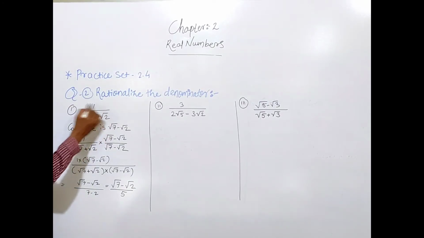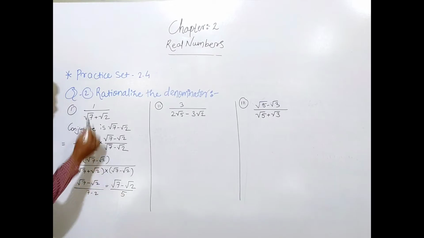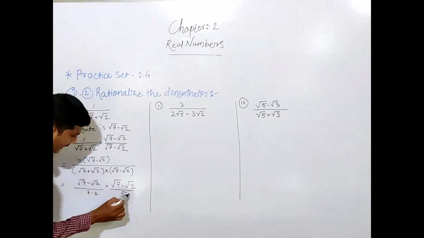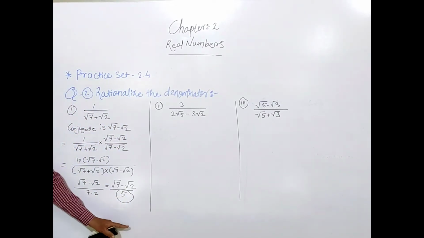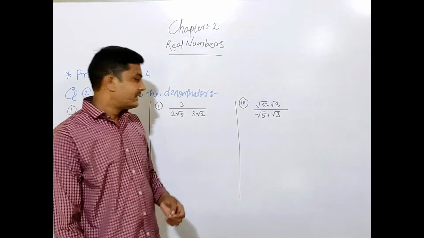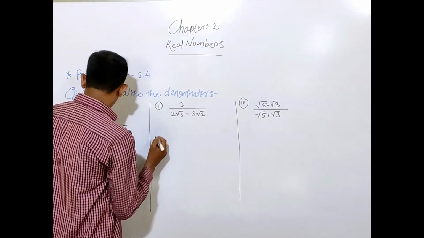So here the denominator was an irrational term. After rationalizing the denominator, what do we get here? 5, which is a rational number. In the same way, for the second example, first of all, we have to find the conjugate.